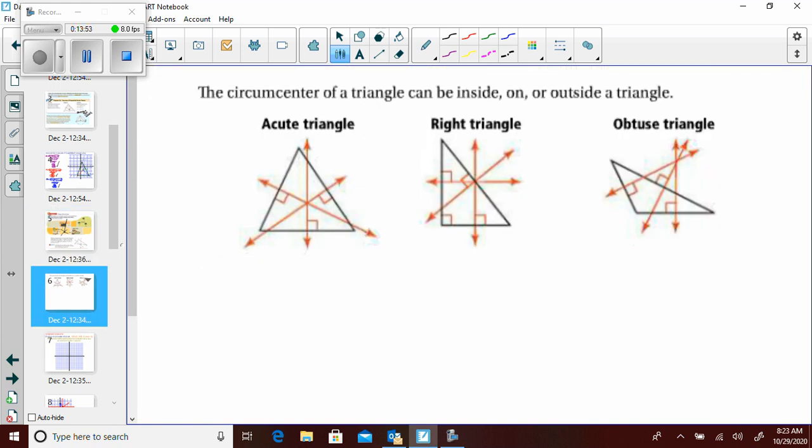Here are the 3 possibilities. If it's an acute triangle, it's inside the triangle. If you have a right triangle, it will fall on the triangle. An obtuse triangle will fall outside. Okay? This is useful to know as you can identify a triangle. Oh, it's an obtuse. My point is going to be outside.